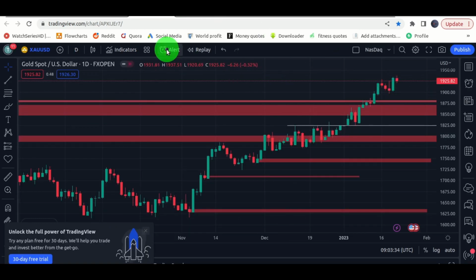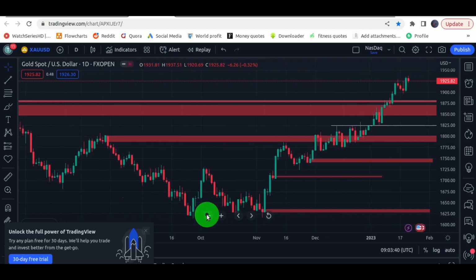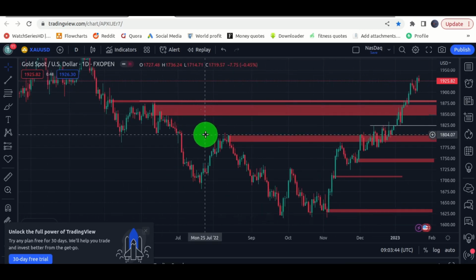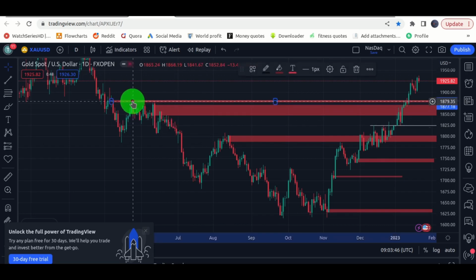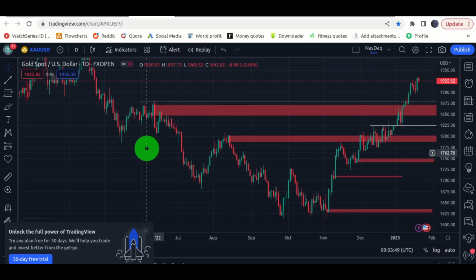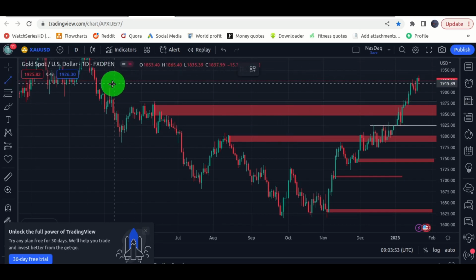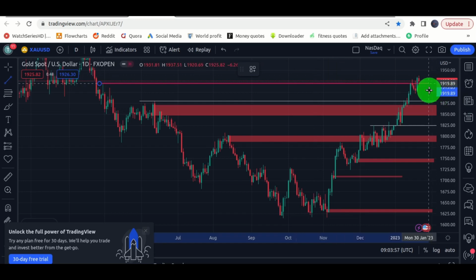Let's move on to gold. Oh, what did gold do? Gold seems like it defied everything. Okay, this order block here, I think I don't need it anymore. So we have this high over here.